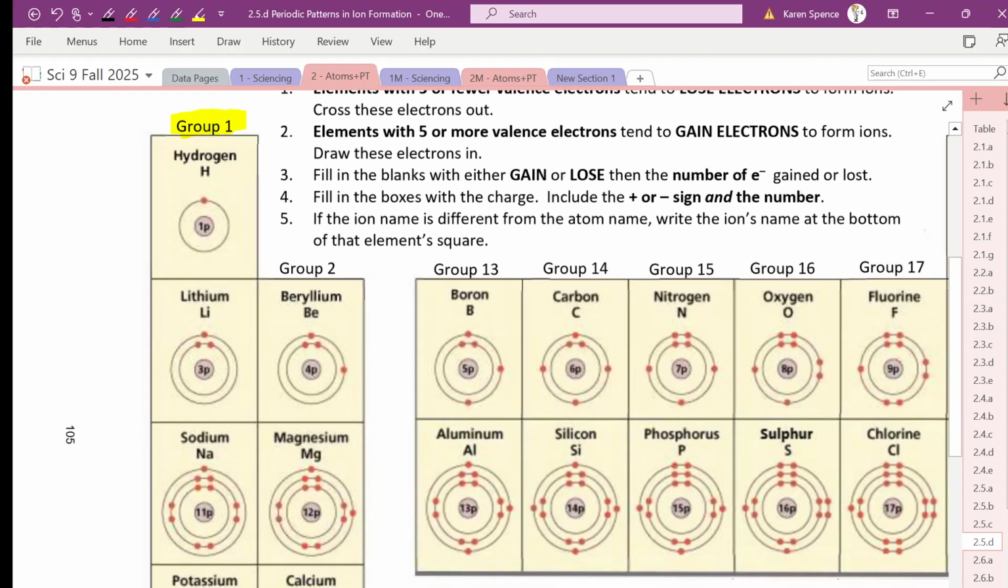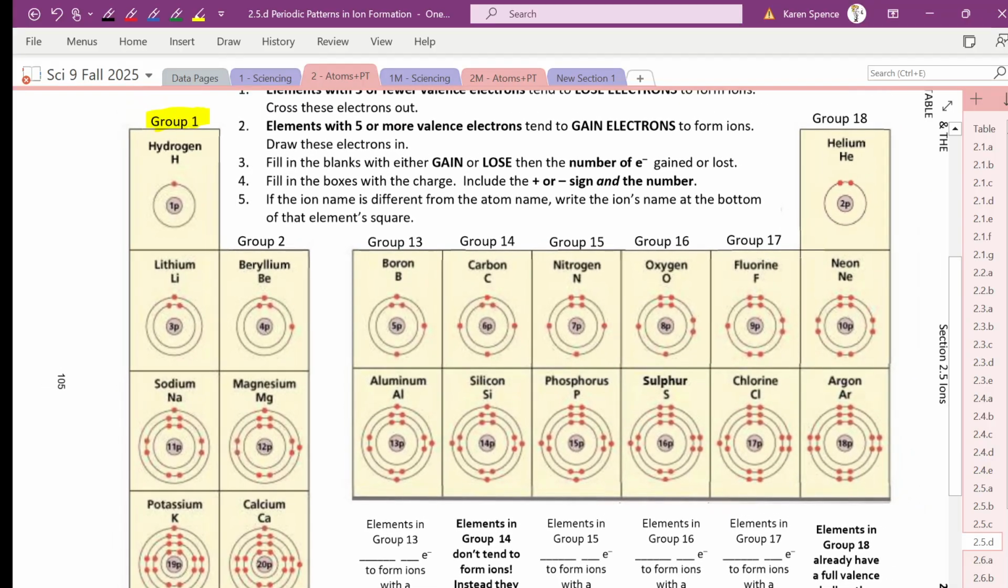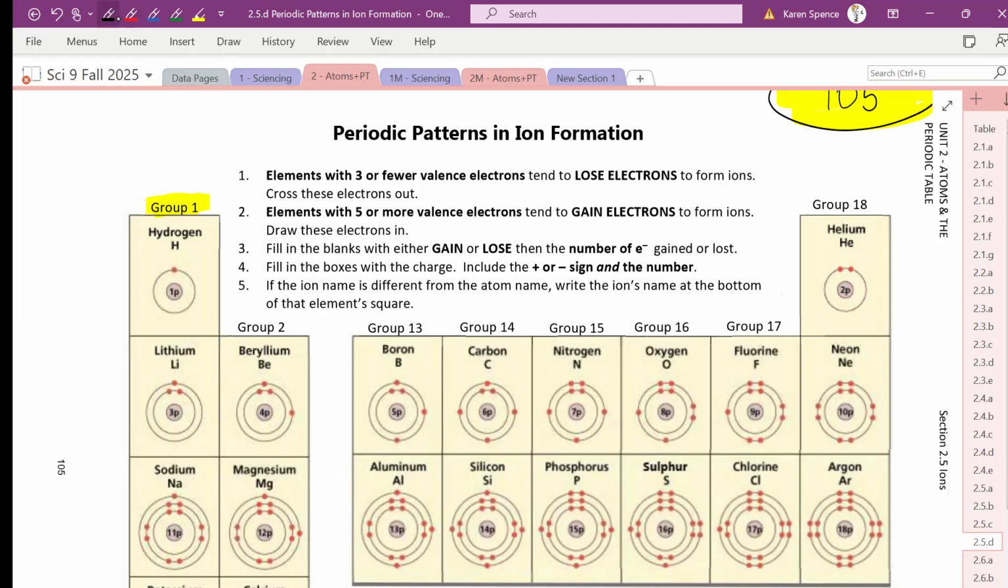And I would like you to look at all of the Bohr models in group 1 and tell me, what do all the group 1 Bohr models have in common? Have a chat with your partner about that. What do all the Bohr models have in common?